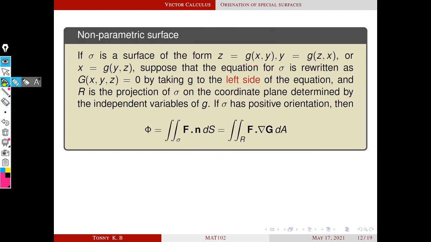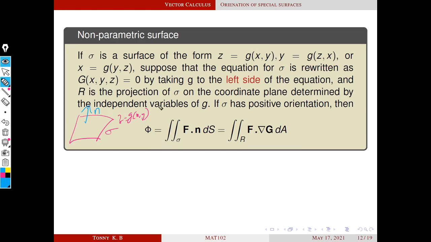Anyway, this formula is very important. If z is any of these three forms, then we can compute this phi using this formula. This is our normal integration. If this is the case, then R is the projection of the surface sigma in the xy plane. If the second case, then R is the region, the projection to the xz plane, of the surface sigma.